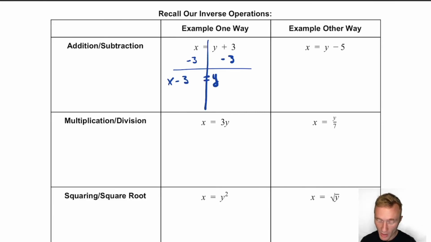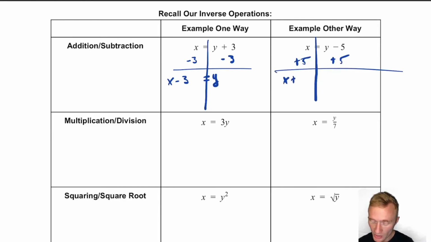So we have x minus 3 equals y. On the other side, if we want to undo subtracting 5, we would add 5 to both sides. So we would wind up with x plus 5 equals y. Notice I'm not combining the x and the 5. They're not like terms. One's a variable, one's a number.